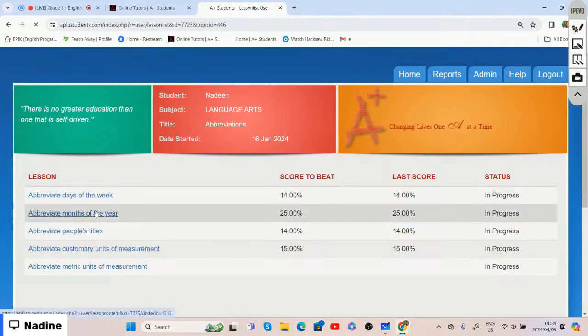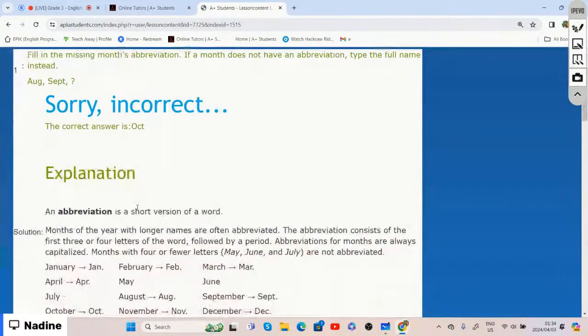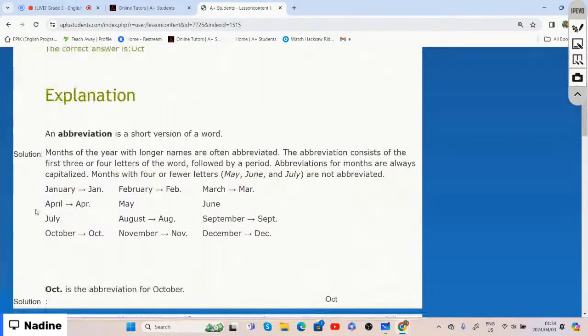Now we're going to abbreviate the months of the year, right? And we said the months of the year with longer names are often abbreviated. But months of the year with shorter names like May, June, and July, we do not abbreviate. May stays the same, June stays the same, July stays the same because they are already short, right? But January to December need to be abbreviated, either the first three or four letters of the month of the year, followed by a period, right?